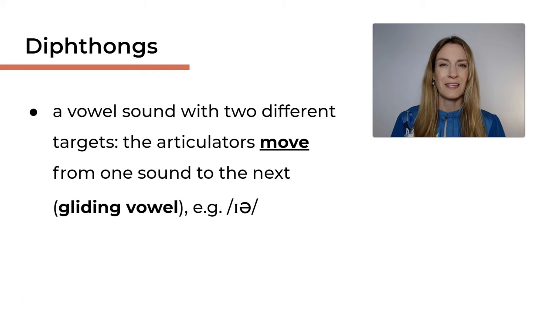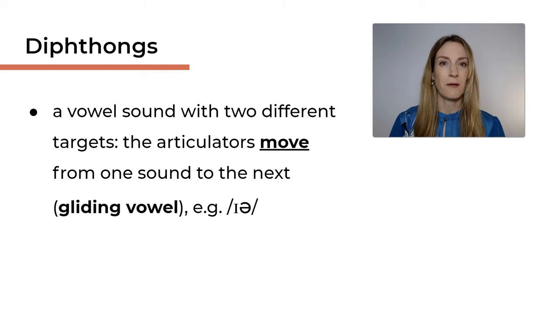Now, here is a bit more of a specific definition. This is important for those of you who are studying English phonology. We could also say that a diphthong is a vowel sound with two different targets. What does that really mean? Targets is a little bit technical here. Two different targets really means that the articulators move from one sound to the next, because there are two vowel sounds that make up this diphthong. And so we have movement from one sound to the next. That is why we also sometimes call them gliding vowels. If you ever hear that expression, that is also usually referring to a diphthong.